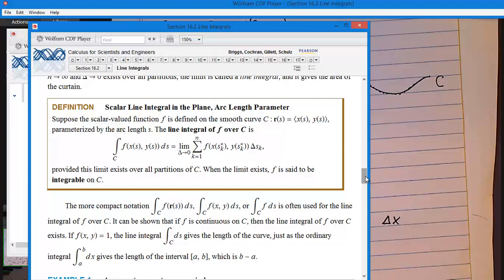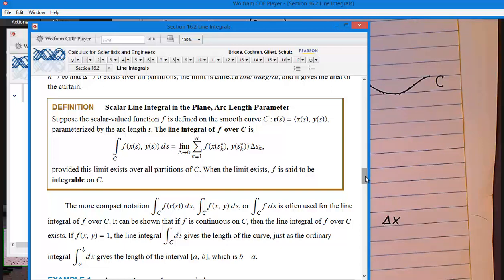So this then is the definition of the scalar line integral, and they say in a plane. It's once again the limit of a Riemann sum. The difference is we're talking about a curve parameterized by arc length. And so I have to go back to chapter 14 and relearn a little bit about those curves. That's actually good, since we have a final exam coming up anyway.